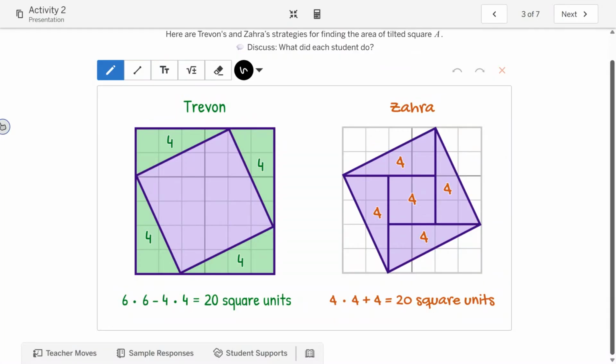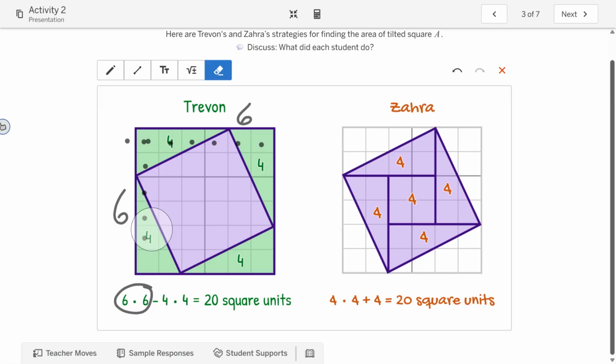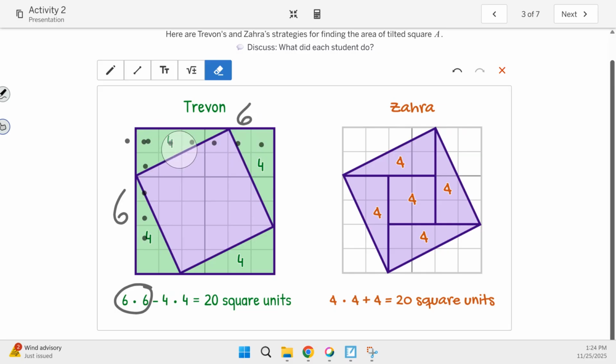So this side has 1, 2, 3, 4, 5, 6. And this is 1, 2, 3, 4, 5, 6. So he's found the area of the whole thing, which is 6 times 6. That's where this comes from. And then he is subtracting the area of all of these little green triangles. Now you'll notice all these triangles are the same height.